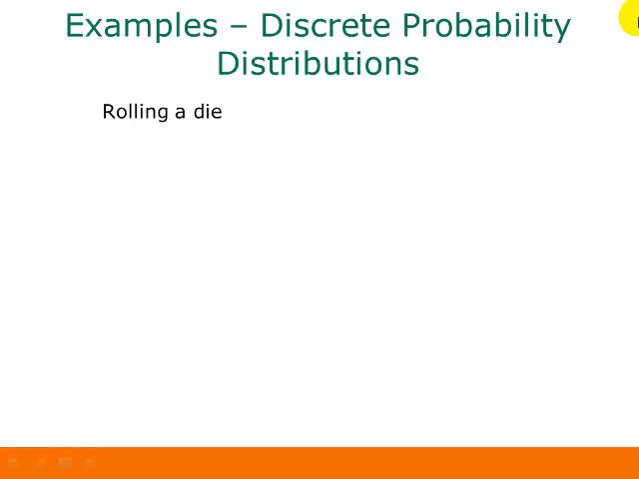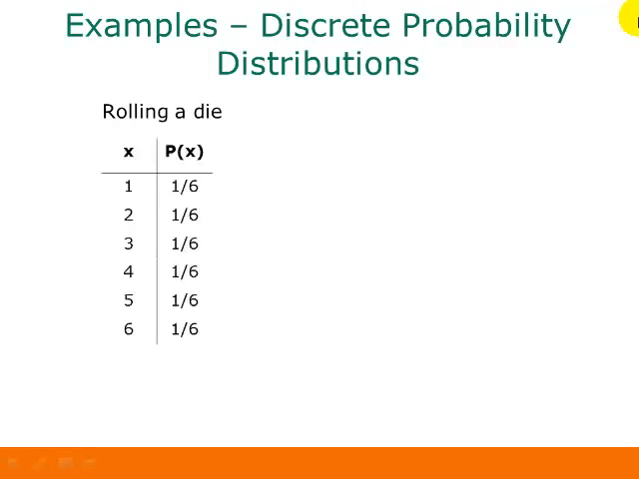So for the experiment of rolling a die, this is what our probability distribution would look like. So we have x, which is our random variable, in one column, and the other column is the probability for each value of x.